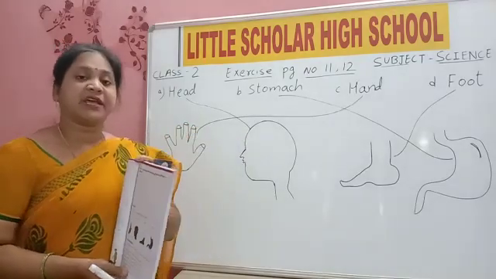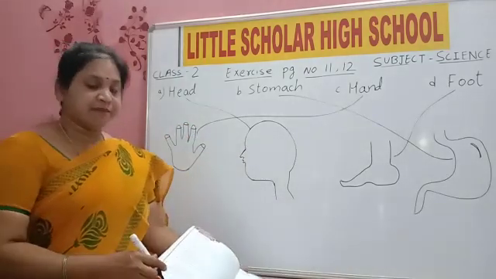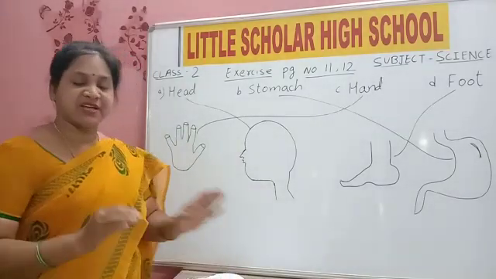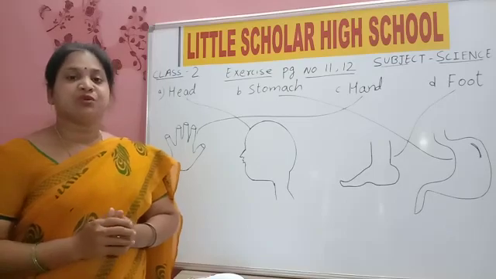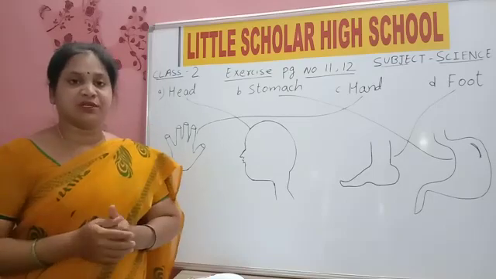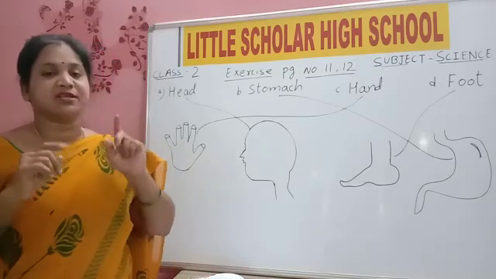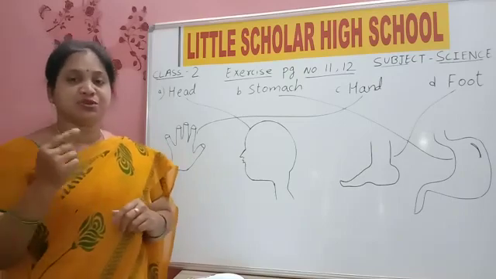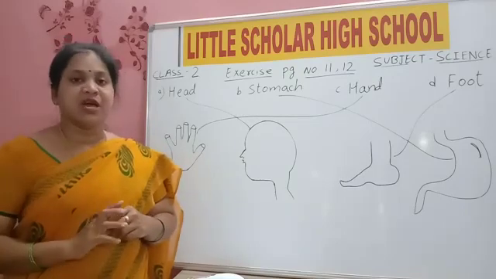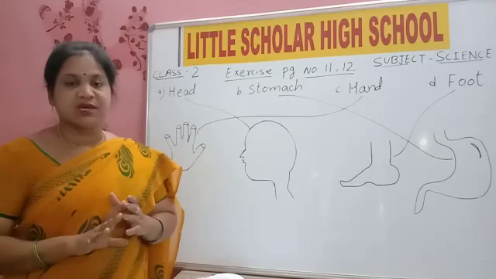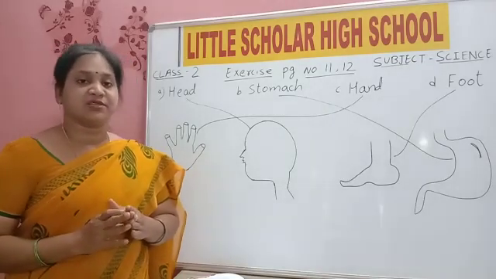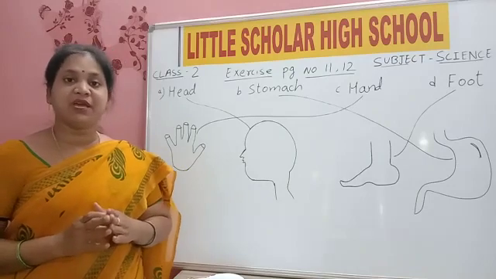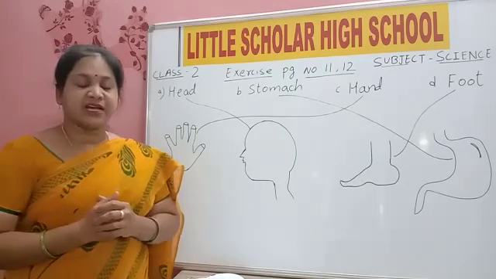Then how will you take care of these sense organs? I have already told you all these five sense organs are very important. Then how should you take care? You should wash your eyes with cool water. Don't put anything in your ears. If you want to clean your ears, you should take an earbud and clean. Don't put anything in your nose. As children, you should take care of your sense organs so that you will be healthy.